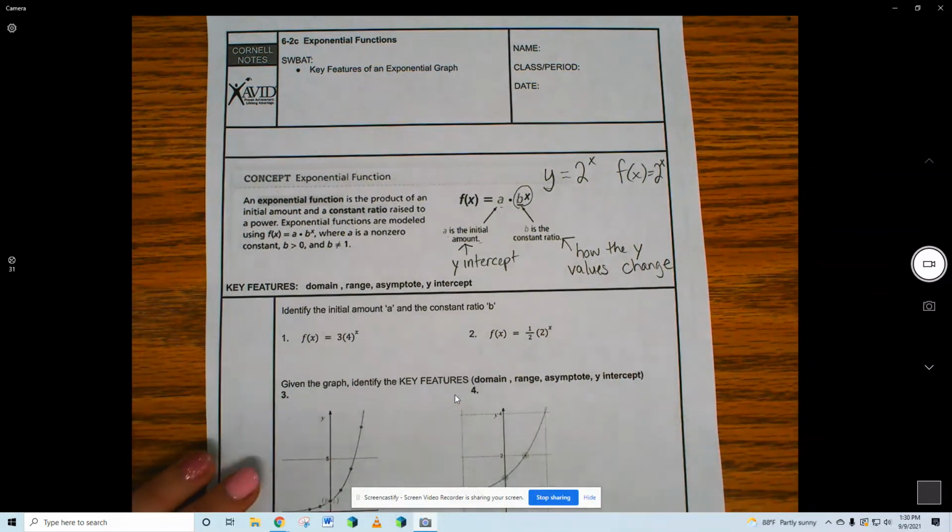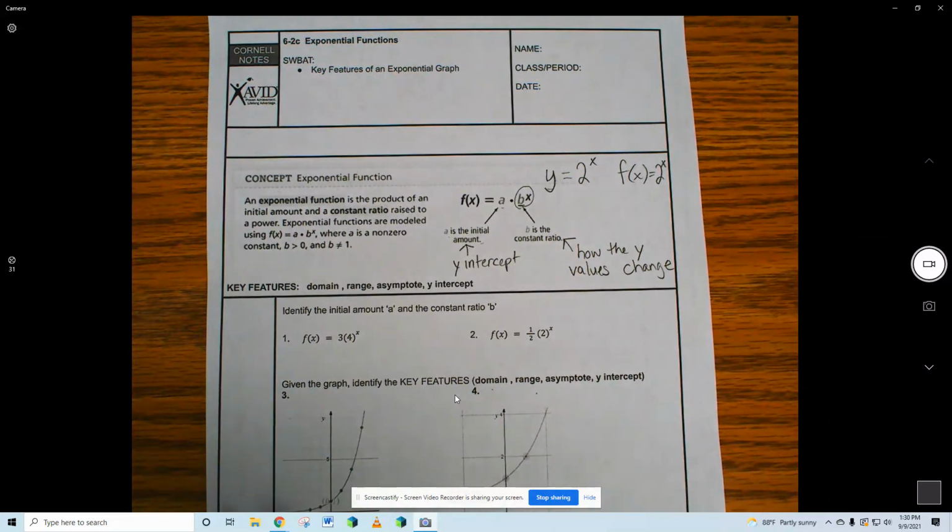So today we're just going to be looking at graphs, and we're going to be looking at equations and identifying things like the y-intercept. We're also going to be identifying the domain and the range. So what we did yesterday will continue again.